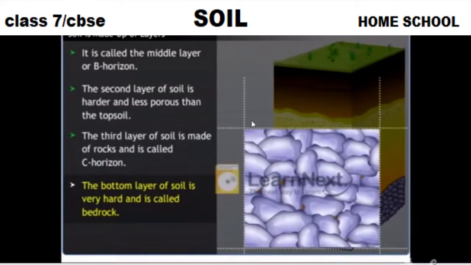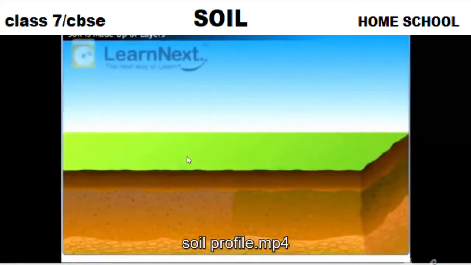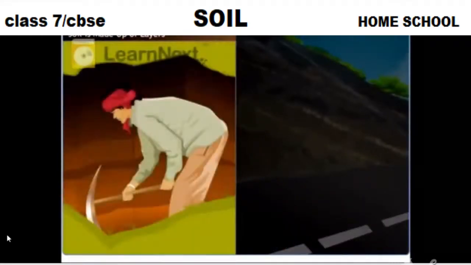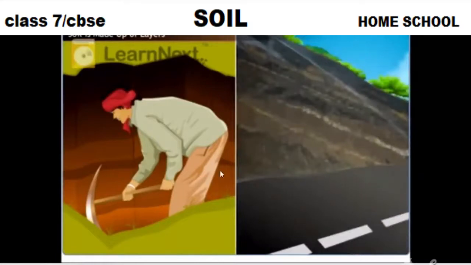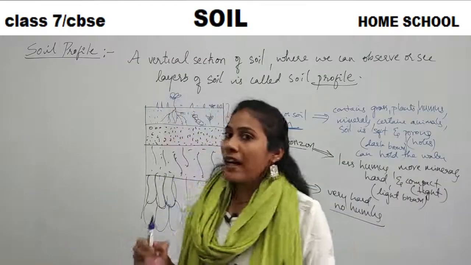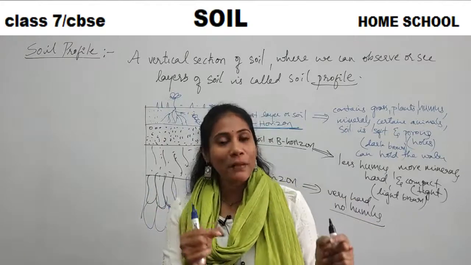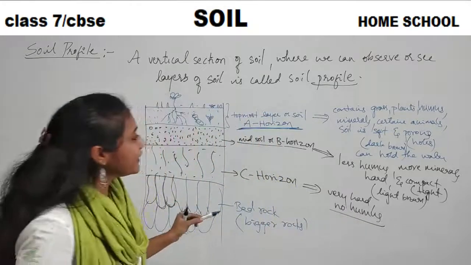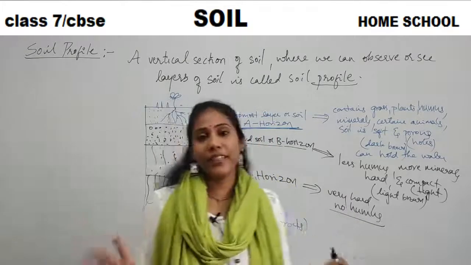So these are the different layers of soil that we have studied. All these layers together we call the soil profile, right? You can observe the soil profile when you have seen a pit, a long hole, or in the roadside cut rock. You will observe all these layers, right? So, understood about soil profile with the help of a visual? Okay. So, this is a very important concept. Note down everything and learn, revise everything properly.